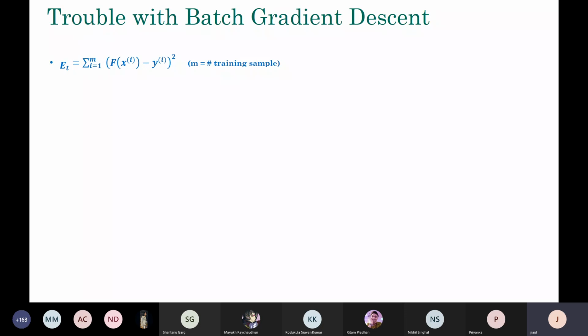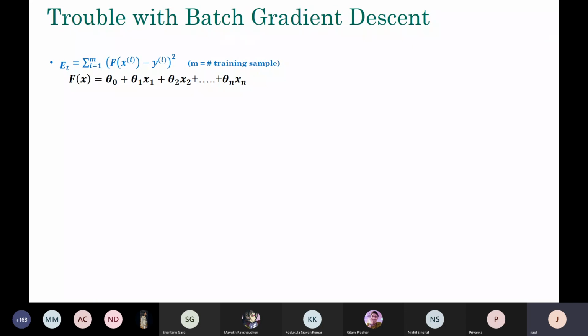particular error function, total error function. This is called the batch gradient descent because you are basically taking all the samples to guide your direction. That's why it's called batch. The whole batch you are taking. So I have my error function defined.